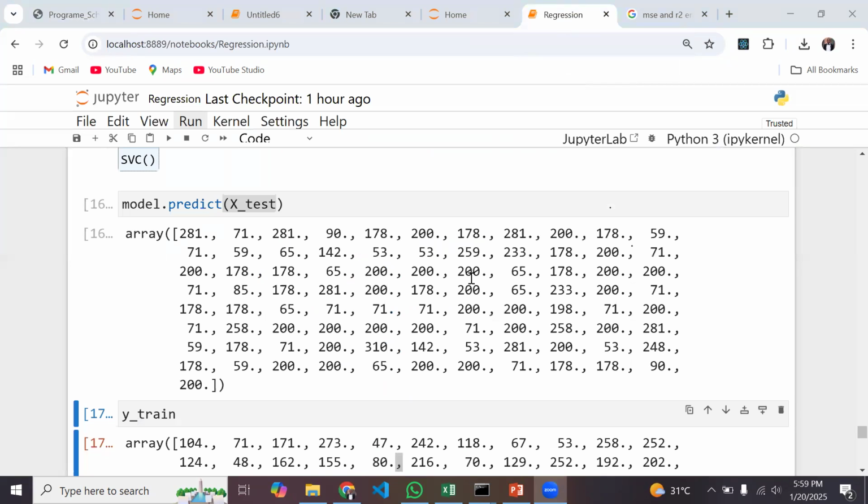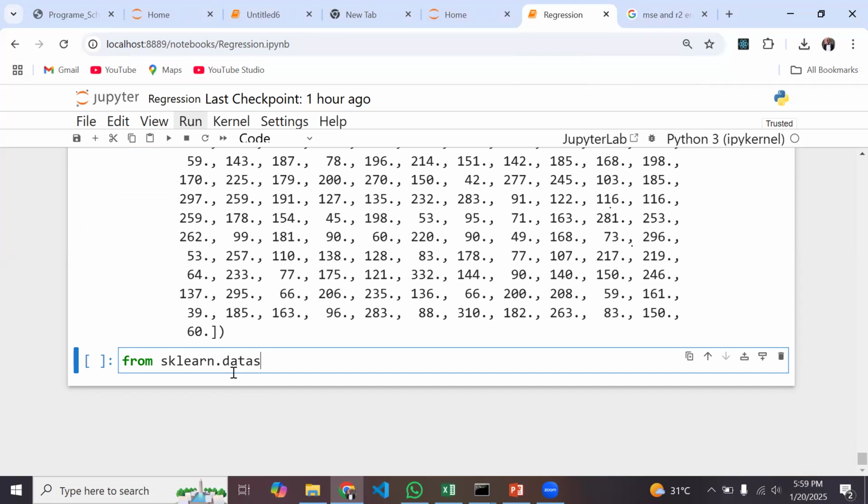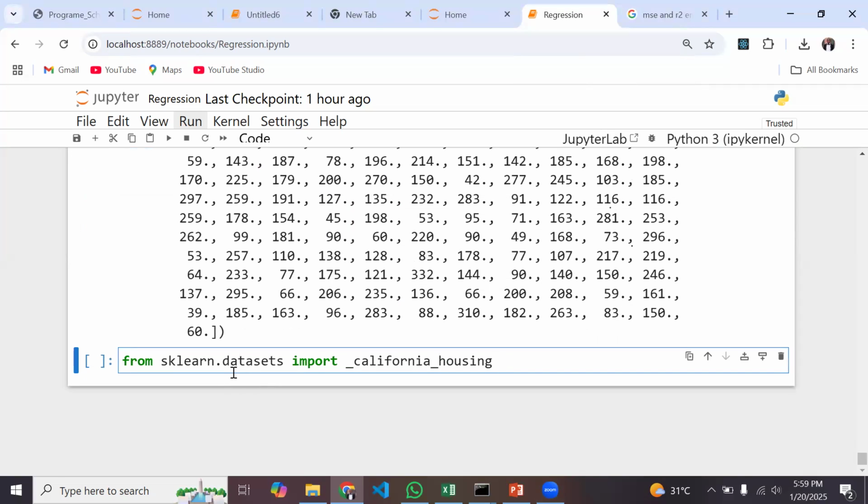All right. Now, today is Monday. What I want you to do in terms of an exercise is there's another data set over here. From sklearn.datasets, import the California housing data set. Okay, this one, the California housing.